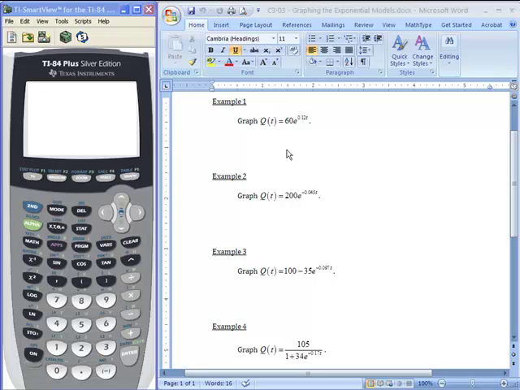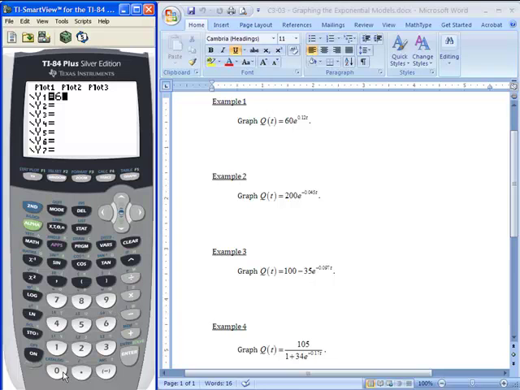So let's take a look at example 1. We're going to graph q of t is equal to 60e to the 0.12 times t. And I'll remind you that the calculator only works with y's and x's. So q of t is going to be the equivalent to y, and t we're going to have to replace with x in the calculator. So if we go to the y equals menu, we're already given y equals, so we don't have to worry about that. We just have to worry about what's on the right hand side of the equal sign.